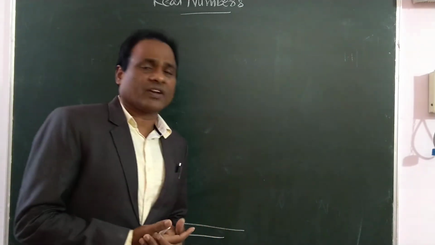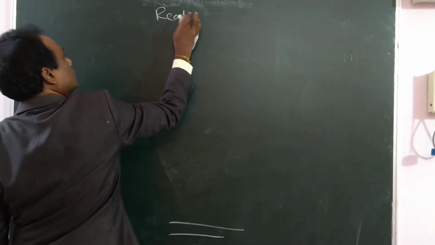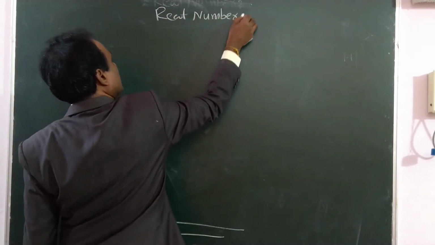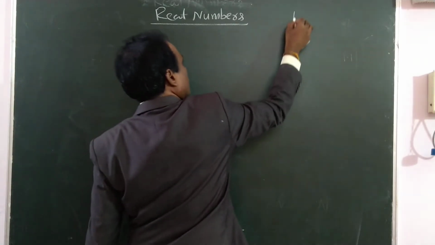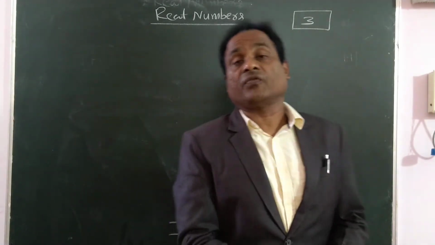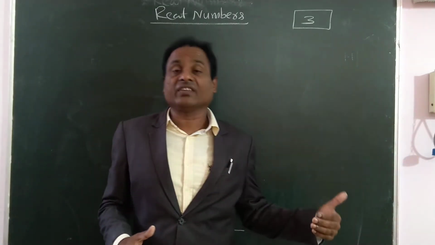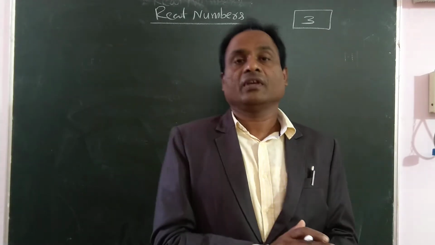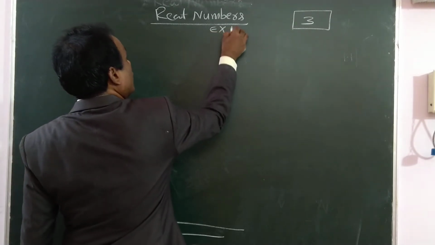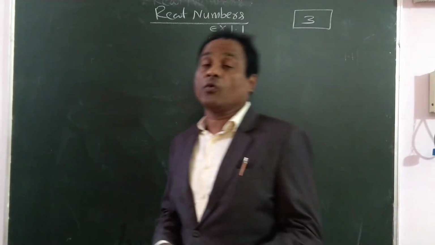So we are continuing our first chapter, real numbers. First day I gave all the definitions of all the types of number system: natural numbers, whole numbers, integers and thereafter rational numbers. And after that we started exercise 1.1 and in that we completed 4 problems.